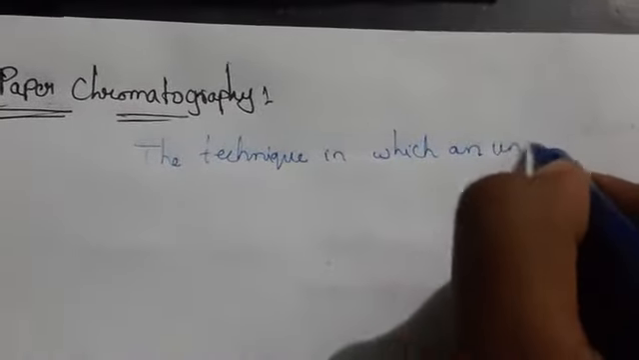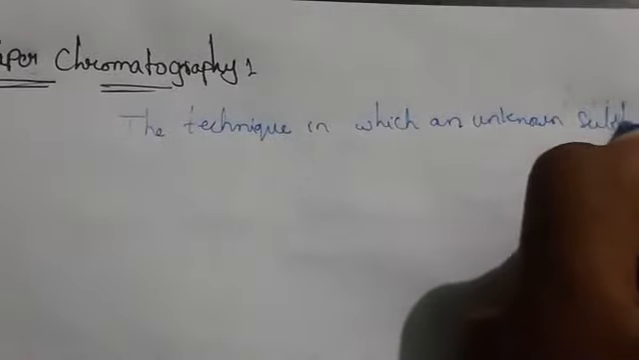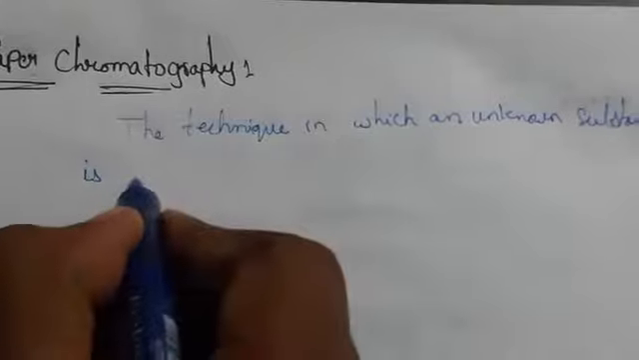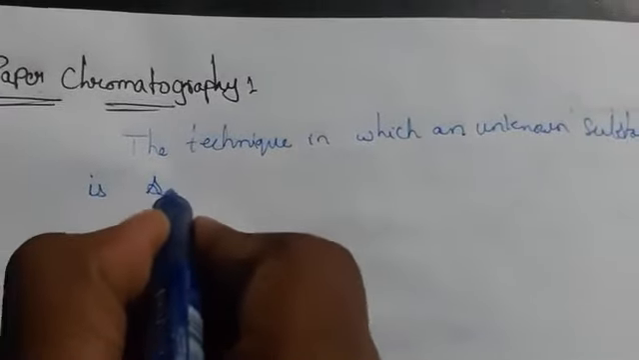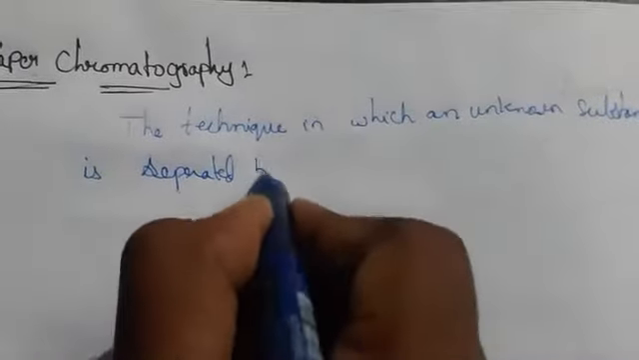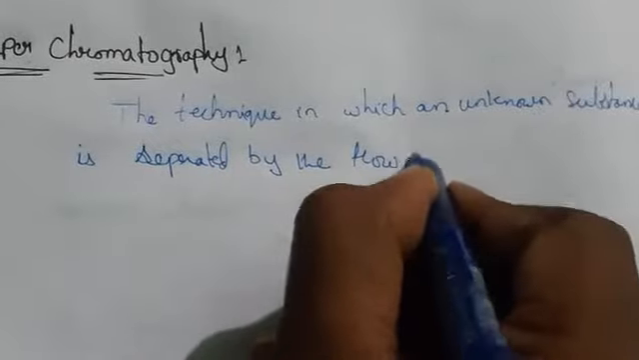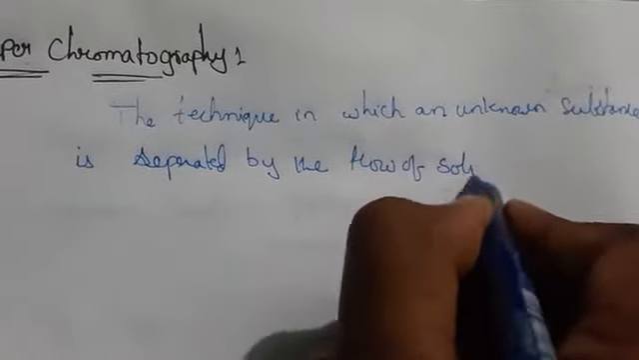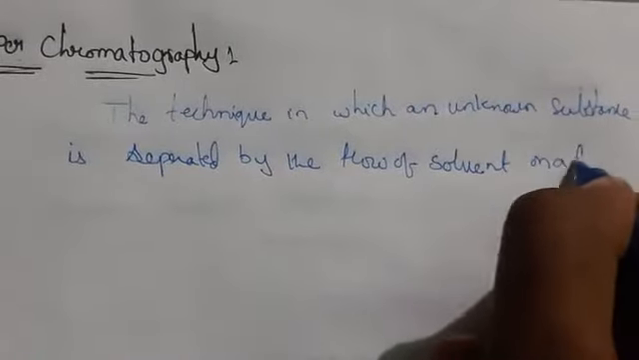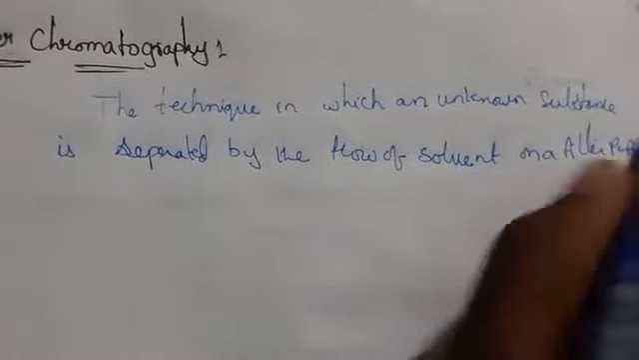an unknown substance is separated by the flow of solvent on a filter paper. This one we call paper chromatography.